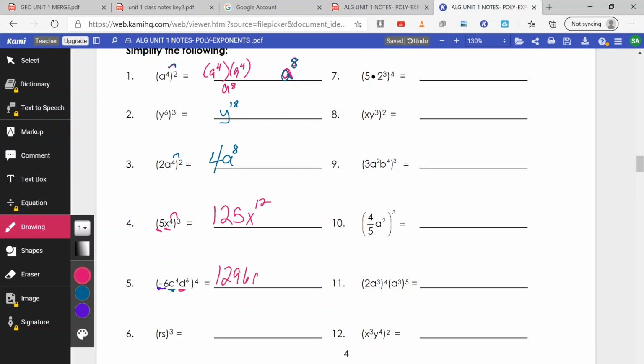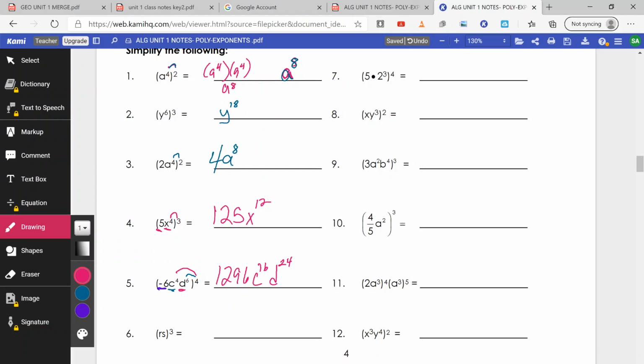We have our variable c, and then we multiply 4 times 4. Gives me an exponent of 16. And then we have the variable d, and we multiply our exponents. 6 times 4 gives me 24. We do the same thing with pretty much every other problem on this sheet.